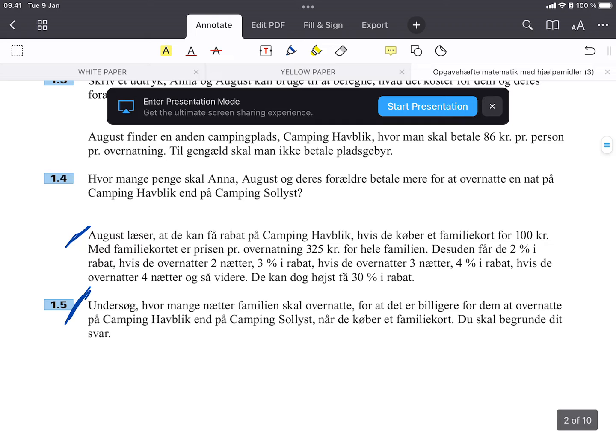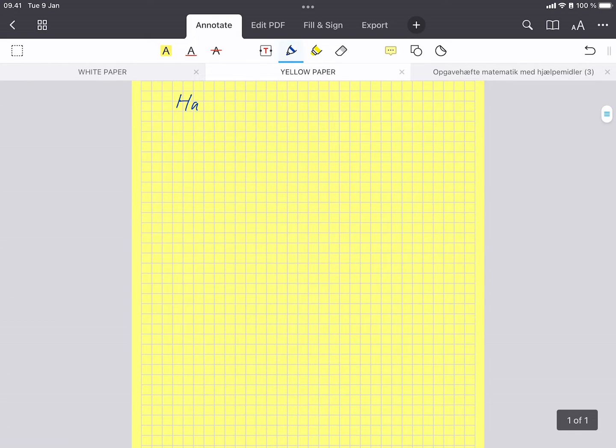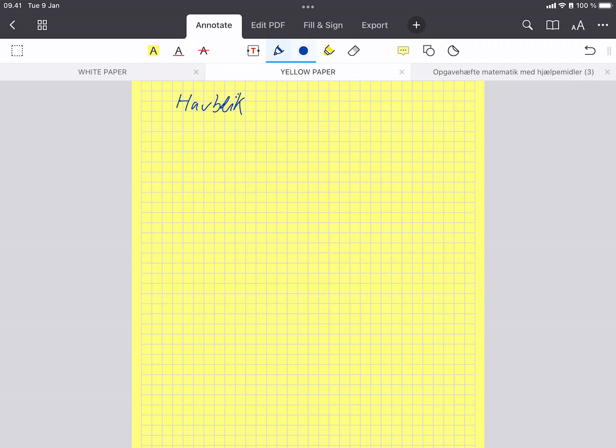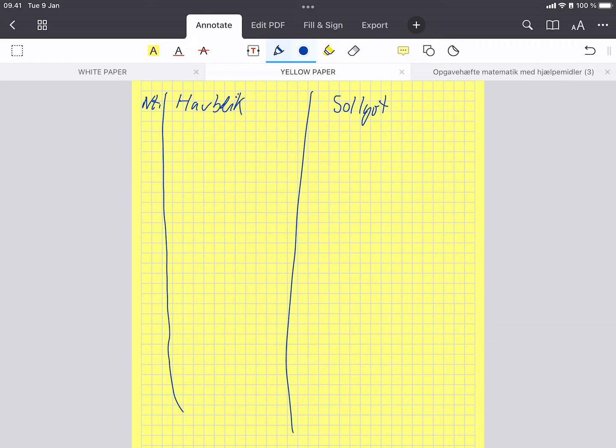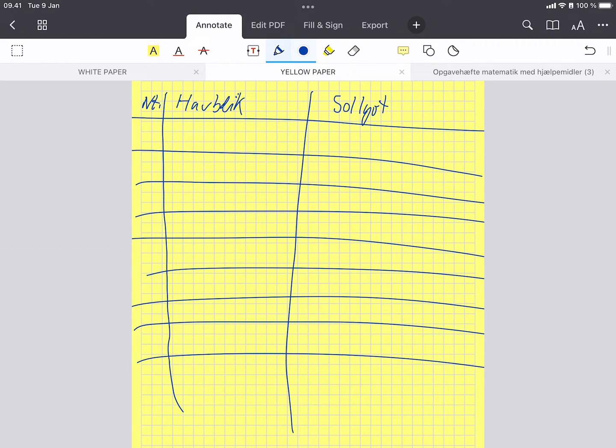Haarblick and Sollust, and Knights. Okay, so I'm going to split this into columns and make a table of different numbers of knights and the cost, and see how that goes.